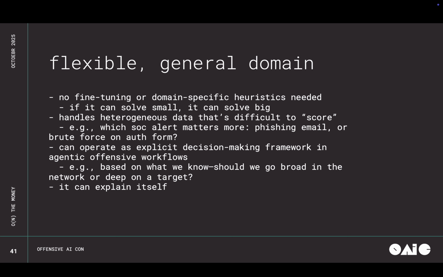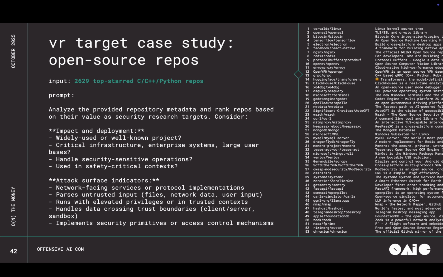Let's look at a few case studies. If we go back to the original problem, where we want to find all vulnerabilities, or at least the most impactful ones, then our first job is to identify which target we want to look at. In this case, I just took the top 2,700 C, C++, and Python repos, and I asked which of these is widely used, maybe doing security-sensitive or safety-critical stuff, or parses untrusted input.